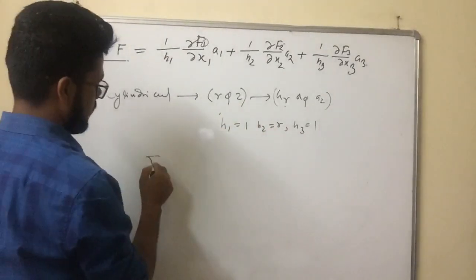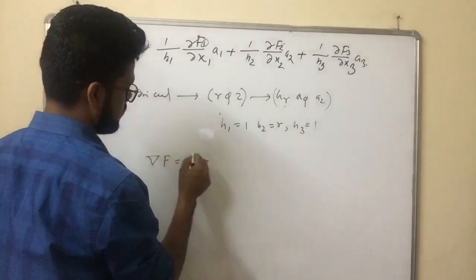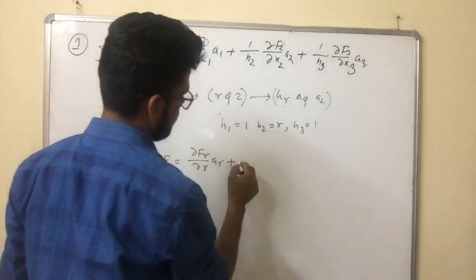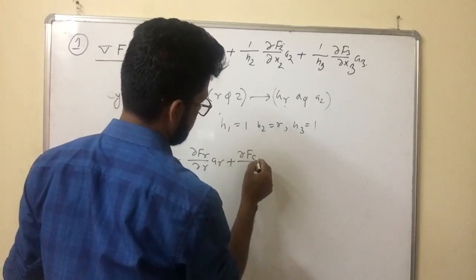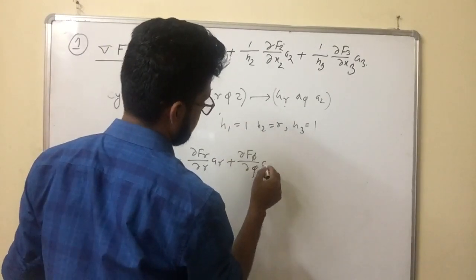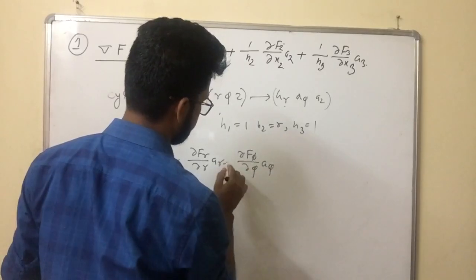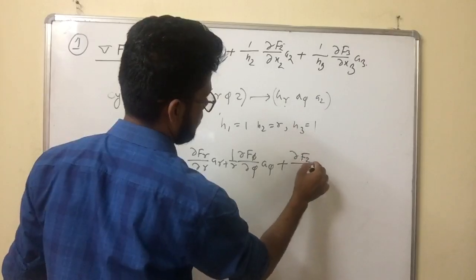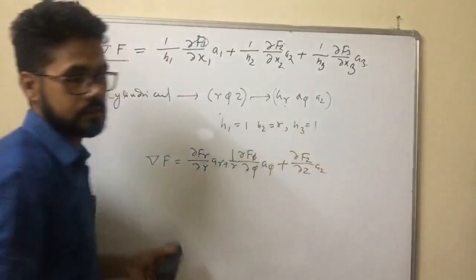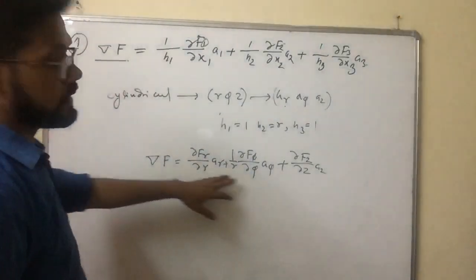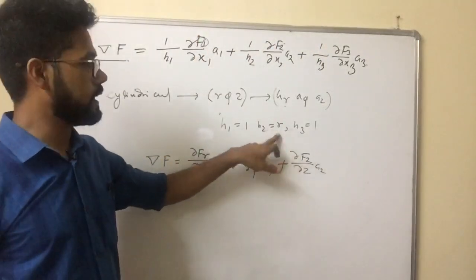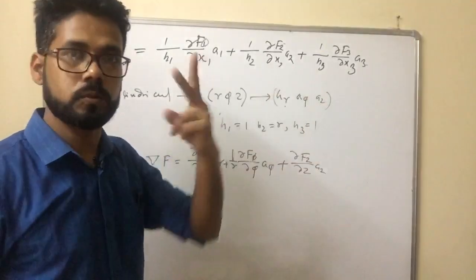So the gradient del f will be dFr by dr ar, 1 by r dF phi by d phi a phi, and dFz by dz az. This is it. What you find is that it is very easy. Only remember this general form. H2 is r in cylindrical, and in spherical r sin theta. These two terms you have to remember.